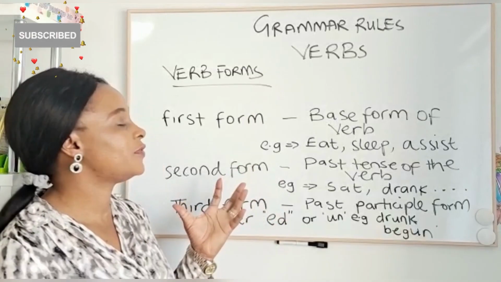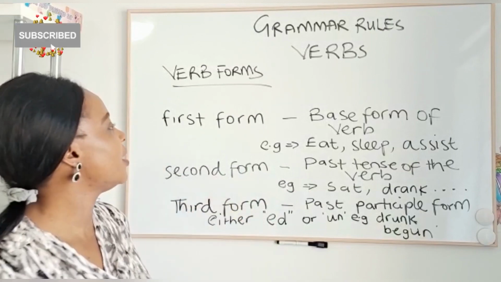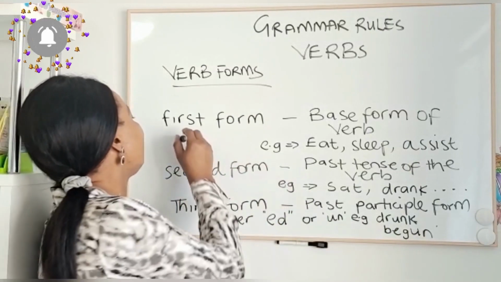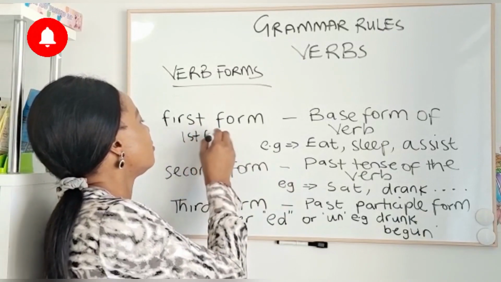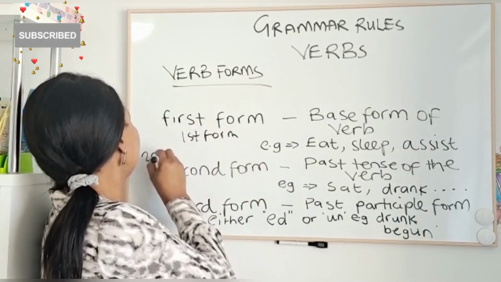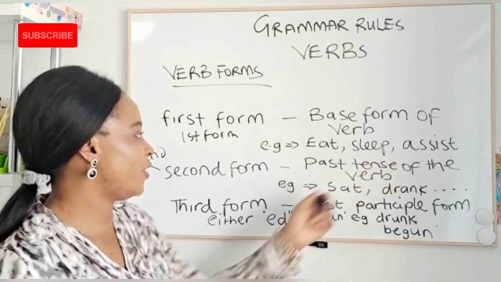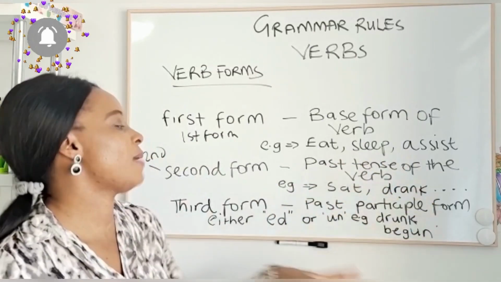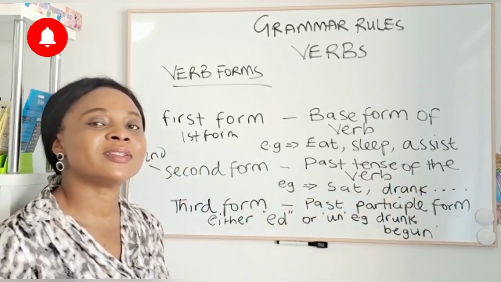So these are the verb forms, and we have here the first form, which is the base form of the verb. This is the second form, which is the past tense of the verb, and this is the third form of the verb, which is the past participle form. I'm just going to give you examples so you understand the different forms.